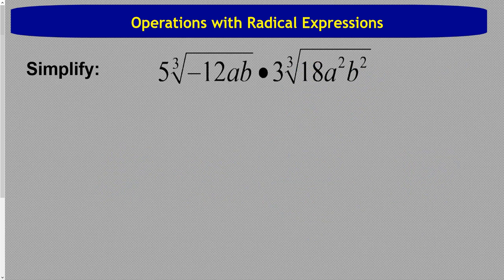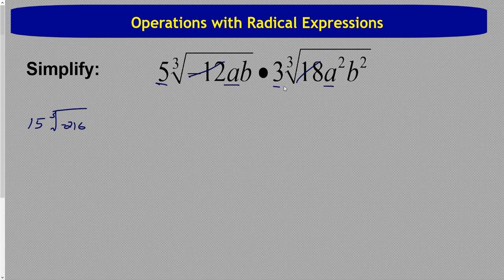Okay, same thing here. This time we're just simplifying the radical itself. We're not dividing. We've got the multiplication product here. 5 and 3 are both outside the radical, so I'll multiply those together. That's not so hard. That's 15. Then I have the cube root of all of the rest of this. So we're just going to multiply this together as we go. So I've got negative 12 times 18, which is negative 216. Negative 216. So those have been handled.